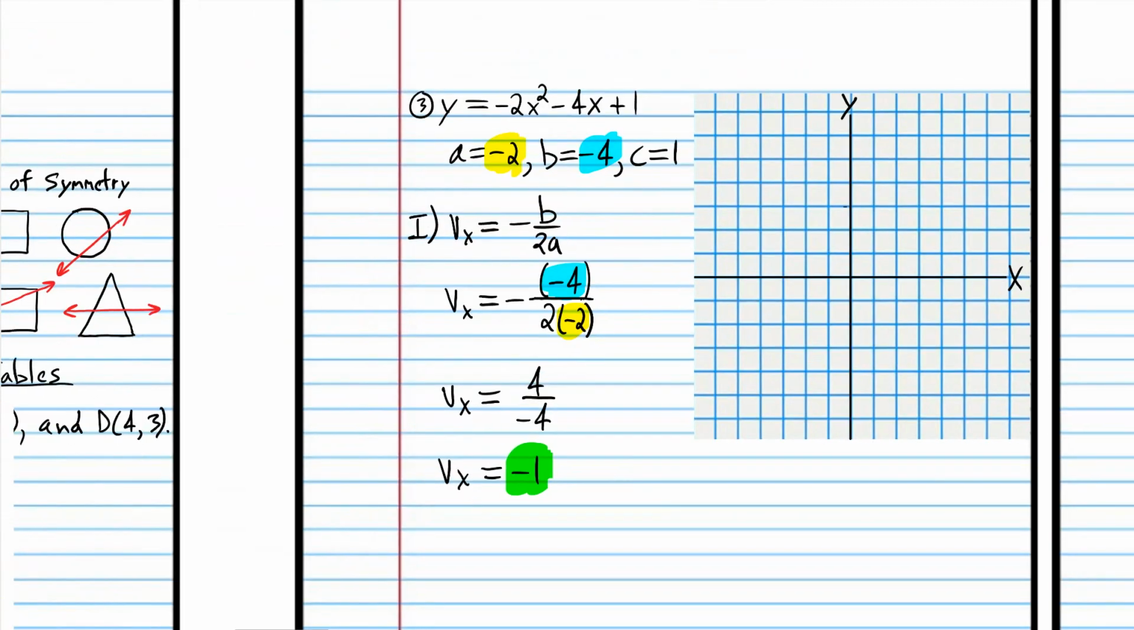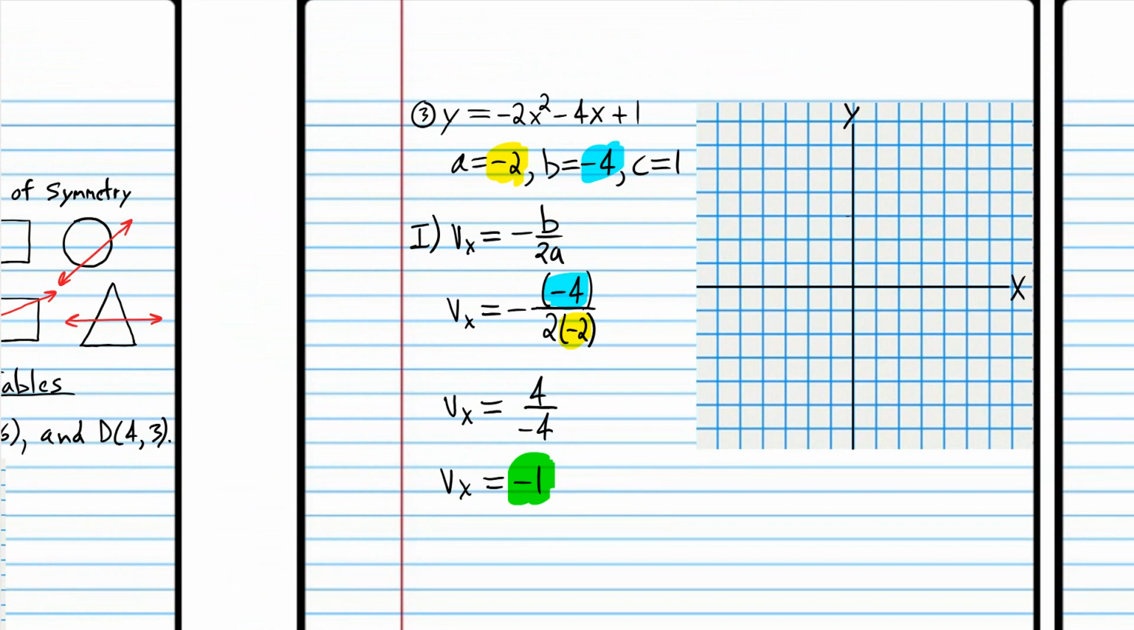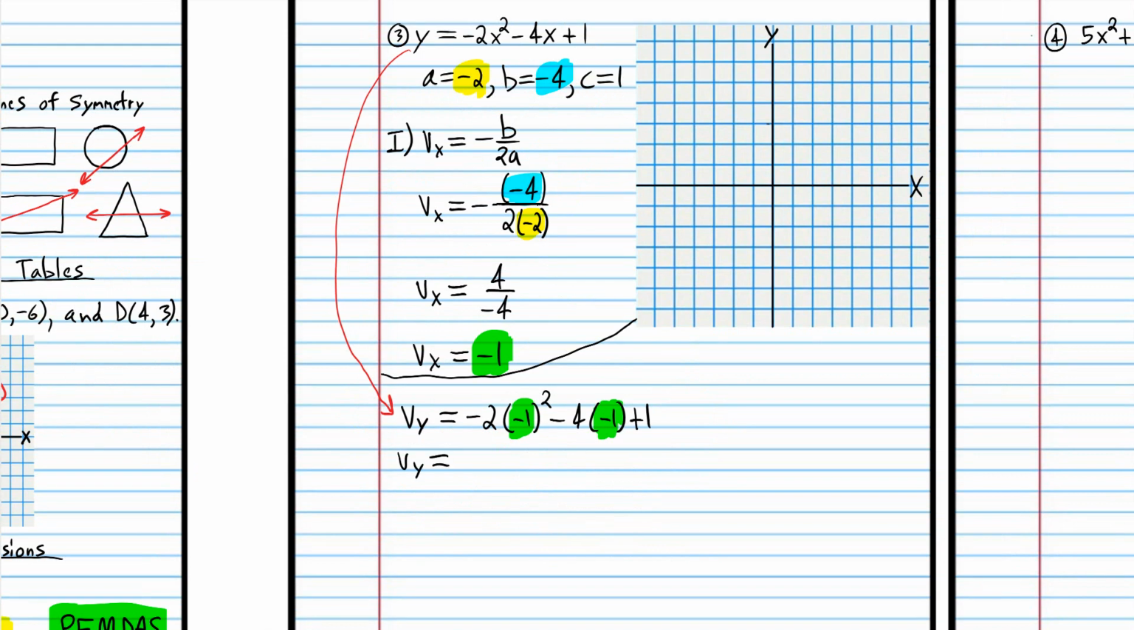So now, again, a vertex is an ordered pair, so we have to find the y value of the vertex. To do that, we plug in the x value to the original equation. And I'm going to section that off. So we're going to take this original equation, and we're going to find the y value of the vertex by plugging in negative 1 to that equation. So the y value of the vertex is equal to negative 2 times 1 plus 4. I guess I can show the steps there. You don't really have to show the steps here. I'm just doing this for your benefit.